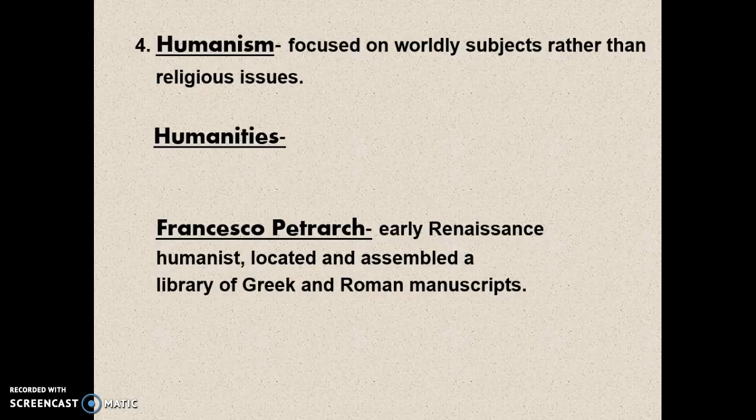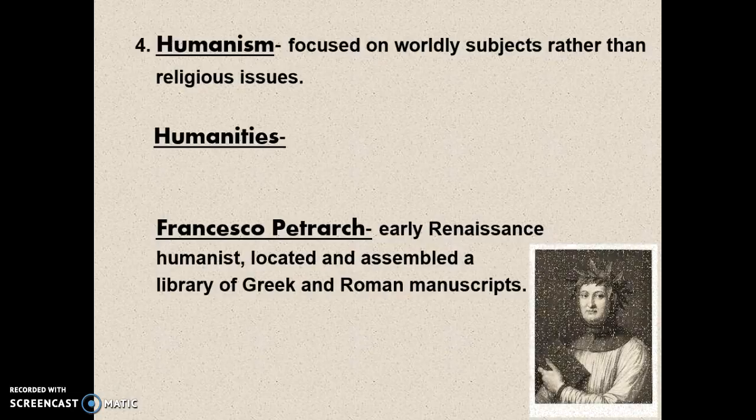Now, one early humanist that we're going to be talking about a little bit more in the next class is a man named Francesco Petrarch. There's a picture of him on the bottom right. He was an early Renaissance humanist. What was unique is that he went around and located and assembled a very large library of Greek and Roman manuscripts. And that's the idea here, that the Renaissance is going to draw ideas from ancient Greece and Rome.